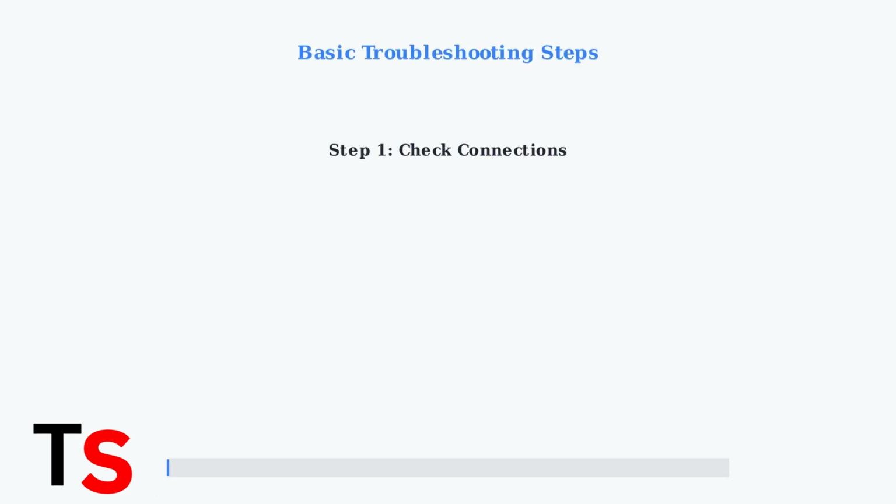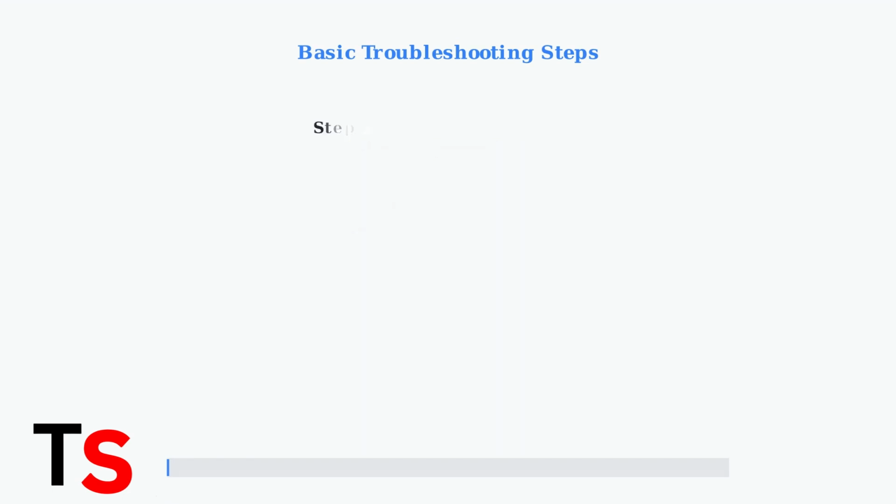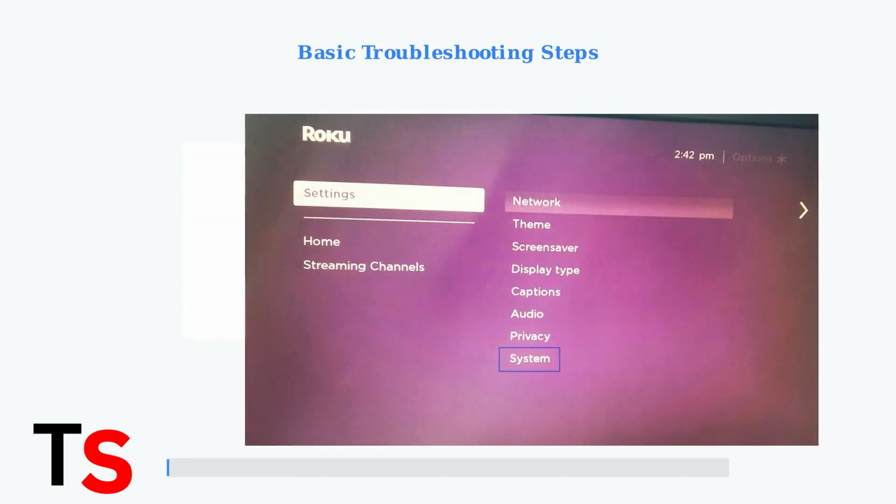If your TCL Roku TV is experiencing update problems, start with these basic troubleshooting steps. First, ensure your TV is properly connected to power and has a stable internet connection. Next, try a simple restart by unplugging the TV from power for at least 30 to 60 seconds, then plug it back in. You can also manually check for updates using your remote. Navigate to Settings, then System Update, and select Check Now. If these basic steps don't resolve the issue, more advanced troubleshooting methods may be needed to restore your TV's functionality.